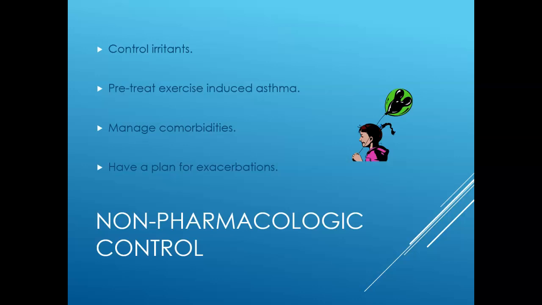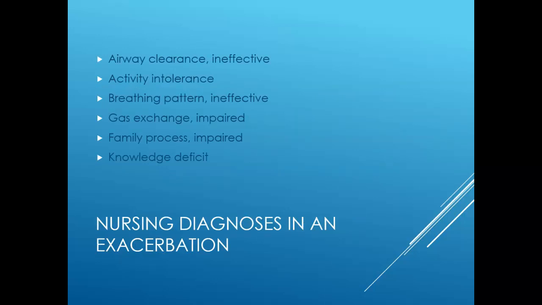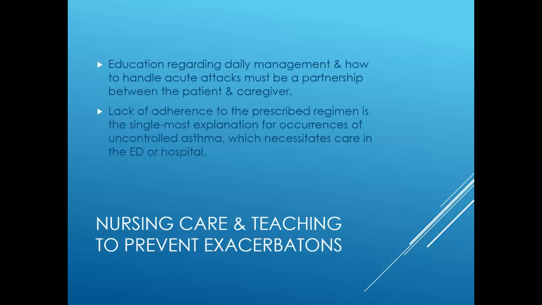So some of the nursing diagnoses in an exacerbation in particular: airway clearance ineffective, activity intolerance, breathing pattern ineffective, gas exchange impaired, family process impaired, and knowledge deficit. Those are all the areas that you can see are a problem that you can work on. So what are we going to do? We're going to educate regarding daily management and how to handle acute attacks.